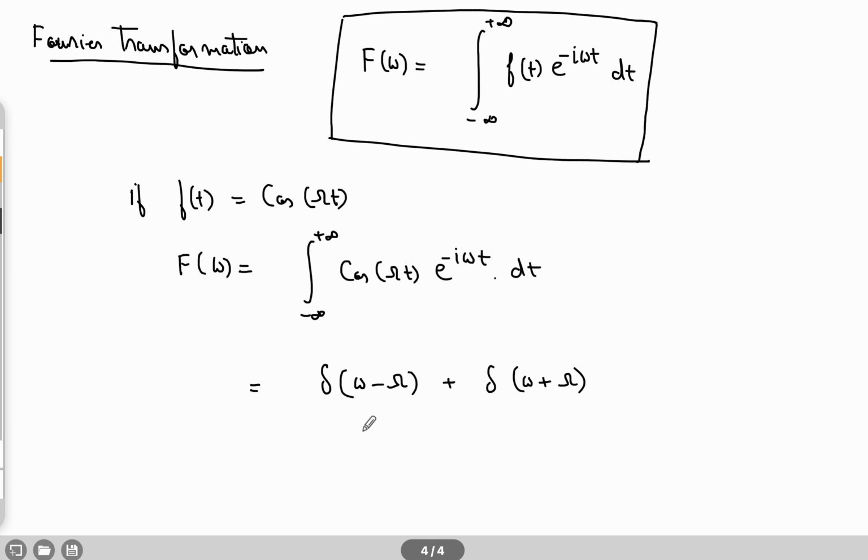Okay, so that means it gives you two signals, two Dirac delta functions. That means the signal will have an infinite value at ω equal to offset and ω equal to minus offset. Otherwise the signal will be 0. So let's say this is your 0, this is your offset plus, this is your offset minus. So you will get two signals like this.